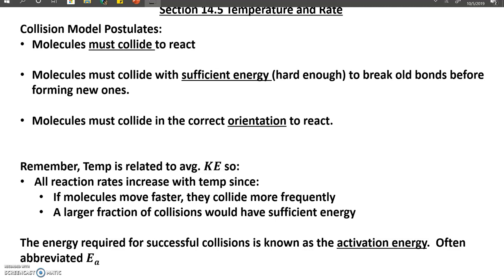Remember from the kinetic molecular theory last unit that the temperature of a reaction is related to kinetic energy. So all reaction rates are going to increase when temperature increases, because if the molecules are moving faster, then they're going to collide more frequently, and there's going to be a larger fraction of collisions that have enough energy. So that's why when you increase the temperature of a reaction, the reaction rate is also going to increase.